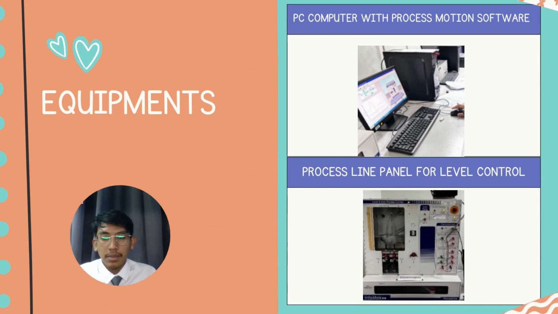Hello, my name is Ahmad Syahidi bin Rosli. My matric number is DD220080. I will present the equipment. This is the equipment related to this experiment. First, a PC computer with Process Motion software. Second, a process line panel for level control.